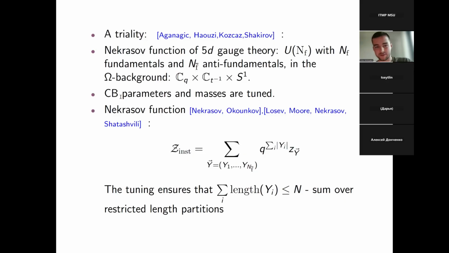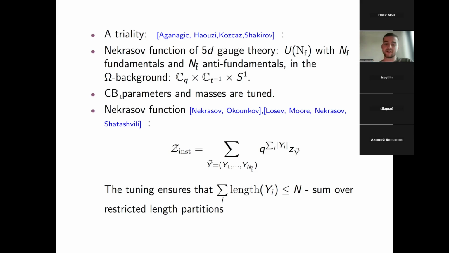So this integral doesn't exactly give the Nekrasov function of this 5D gauge theory, but it gives a cut-off version of it, and it actually corresponds to a 5D gauge theory where certain parameters, namely the Coulomb branch parameters and masses, are tuned in a certain way.